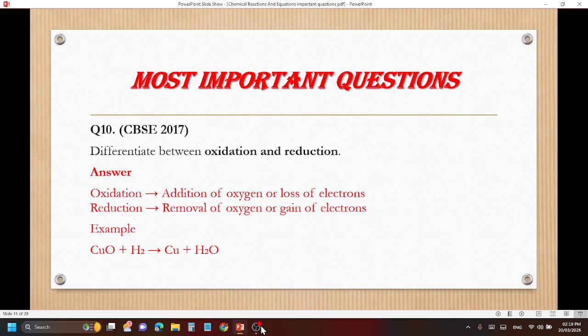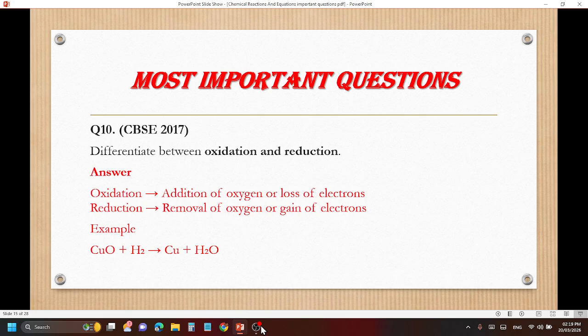Moving on to the 10th question, CBSE 2017 question. Differentiate between oxidation and reduction. Most important, very important question. What is the difference between oxidation and reduction reaction? So simple, those who have seen my video can easily remember. Addition of oxygen and removal of hydrogen is called oxidation. Reduction is just the opposite: removal of oxygen and addition of hydrogen.